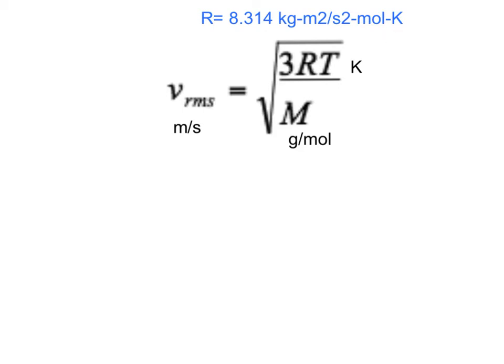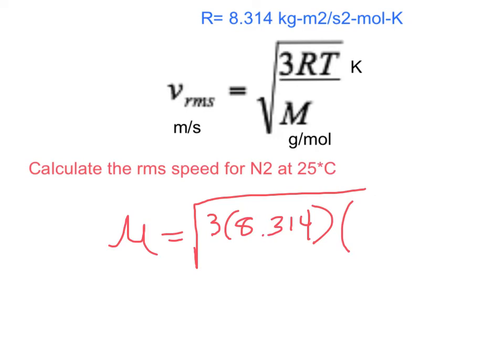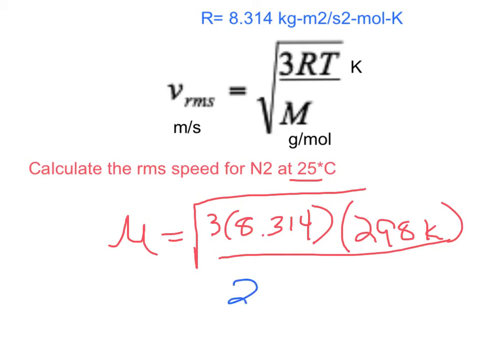and we still have moles and our units Kelvin. So let's calculate the root mean square speed for nitrogen at 25 degrees Celsius. So then, mu is going to be equal to the square root of 3 times R, which is 8.314, times our absolute temperature. We said our temperature was 25 degrees Celsius, so that's going to be 298 Kelvin, all over the molar mass of nitrogen, which is 28.02 grams per mole.